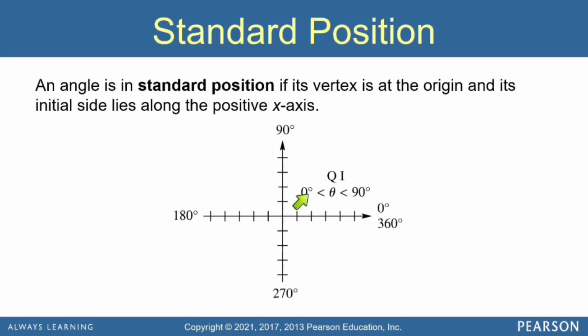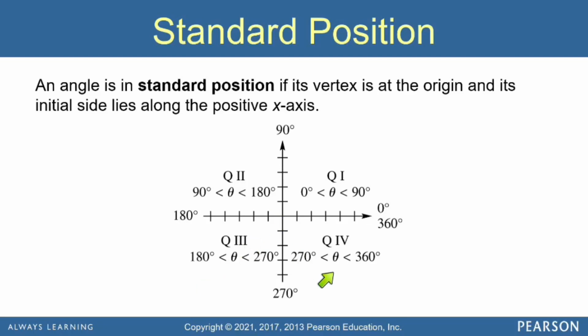A standard position angle that's more than 0 degrees but less than 90 degrees will have its terminal side land in quadrant 1, which is the upper right quadrant. A standard position angle that's more than 90 degrees but less than 180 will have its terminal side land in quadrant 2. A standard position angle that's more than 180 but less than 270 will have its terminal side land in quadrant 3. And a standard position angle that's more than 270 but less than 360 degrees will have its terminal side land in quadrant 4.